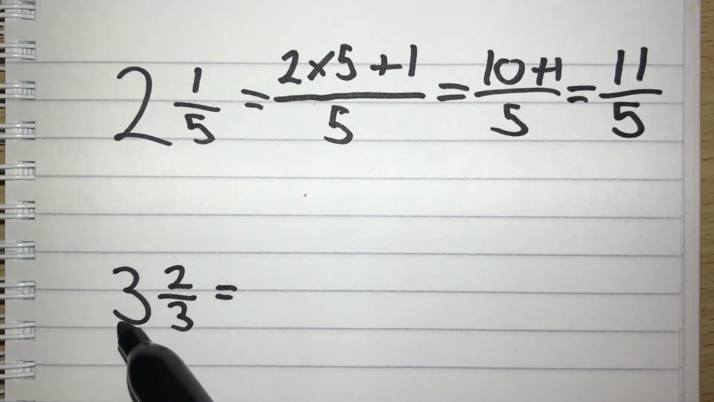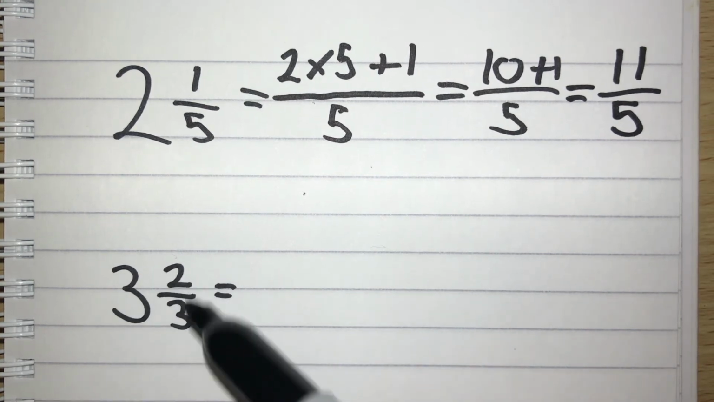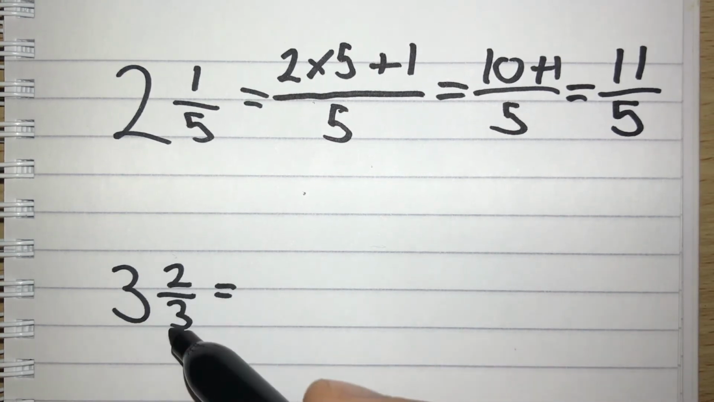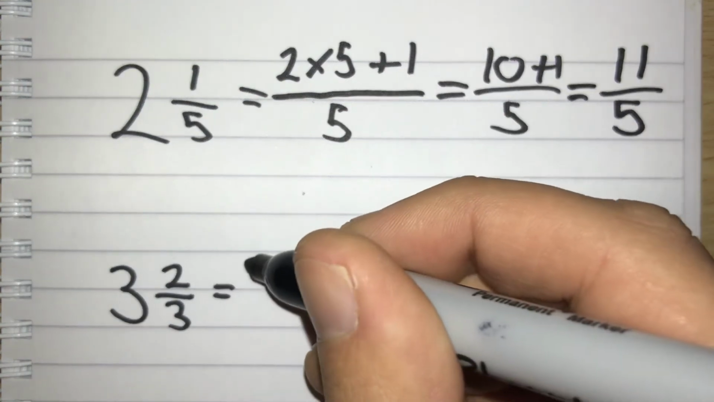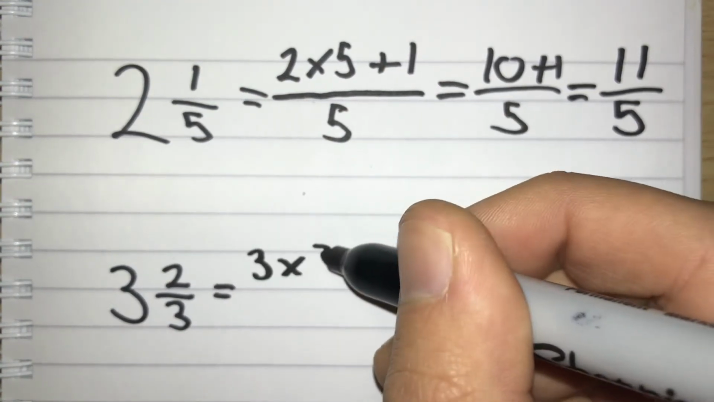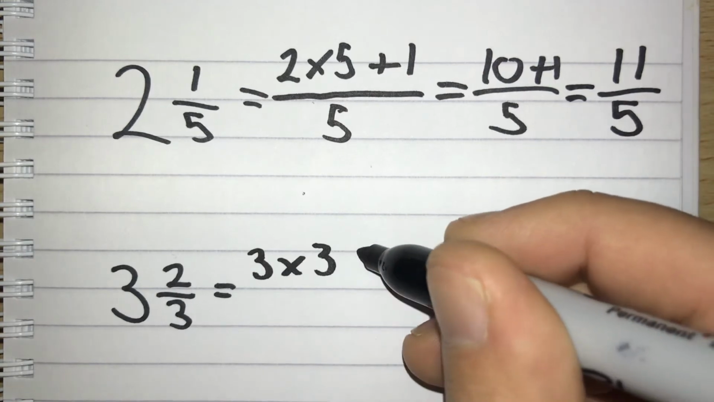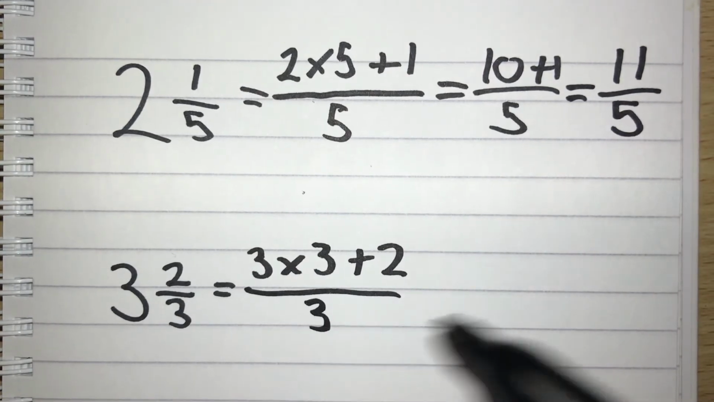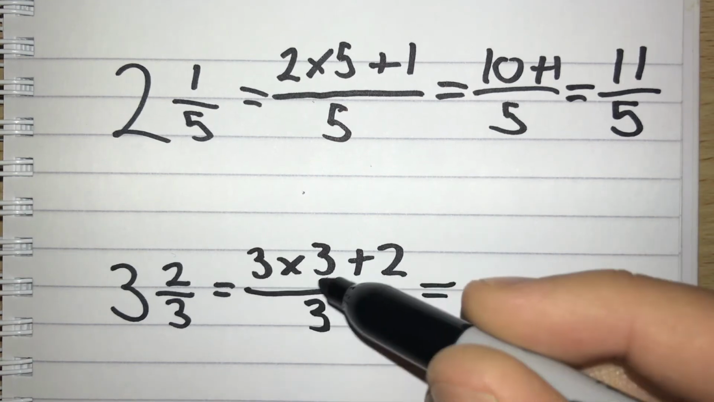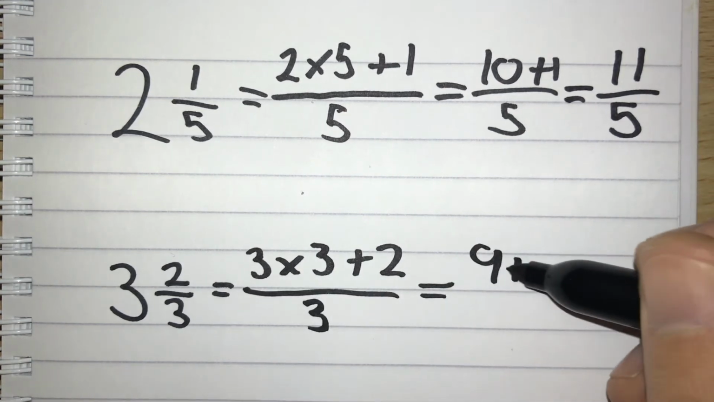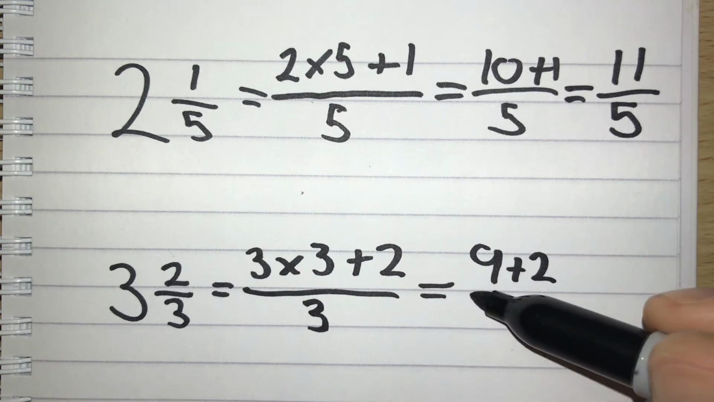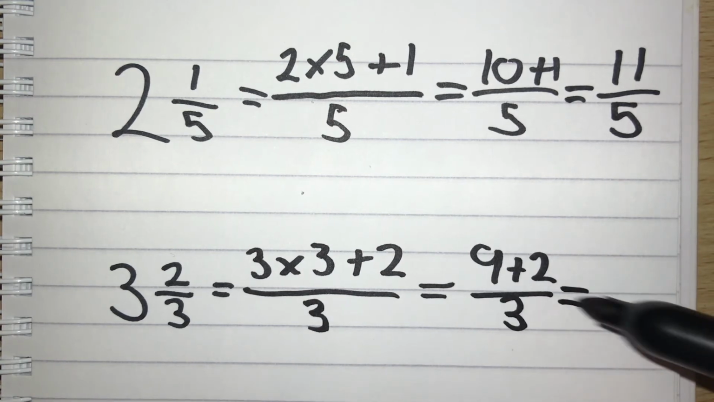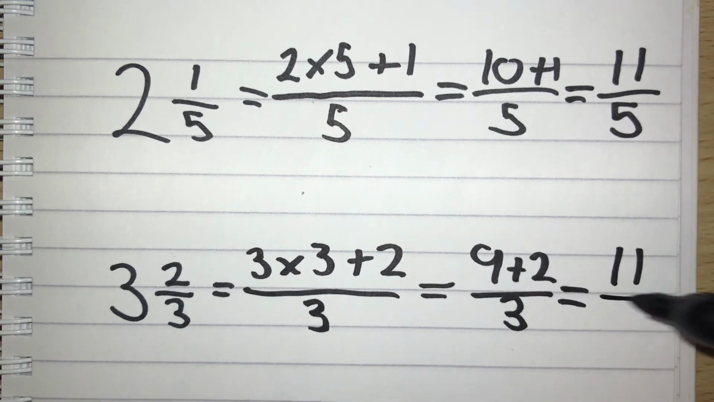Now let's try it with this one, 3 and 2/3. Well, in this case, each of our whole ones is going to be 3/3. So we'd have to do 3 times 3 on the top, and we add this 2. And it's all going to be over our same denominator of 3. Well, 3 times 3 gives us 9. We've still got this add 2, over 3. 9 add 2 gives us 11, and we'd get an answer of 11 over 3.